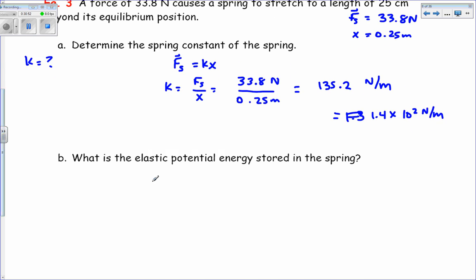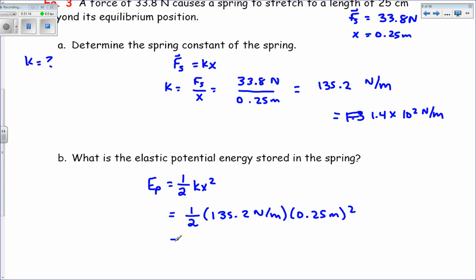And then we want to know what is the elastic potential energy stored in the spring. Now that we've found our spring constant, we use EP equals 1/2 kx squared. So EP is 1/2 times 135.2 newtons per meter. So I'm using the unrounded number there. And then that's times 0.25 meters squared. And that equals 4.2 joules.